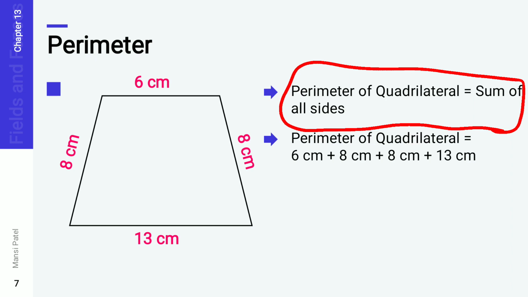Now do the addition: 6 plus 8 is 14, 14 plus 8 is 22, and 22 plus 13, that is 35 centimeter. So the perimeter of this quadrilateral or perimeter of this polygon is 35 centimeter. Let us see one more example.